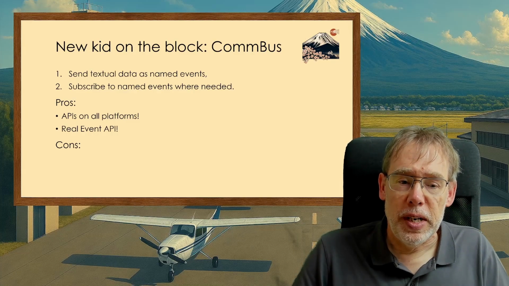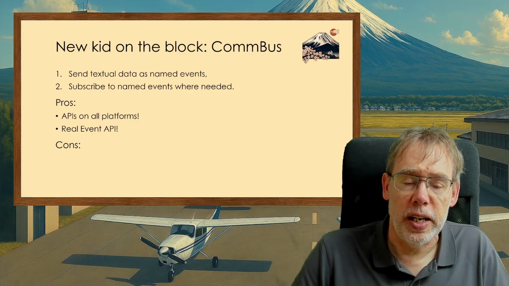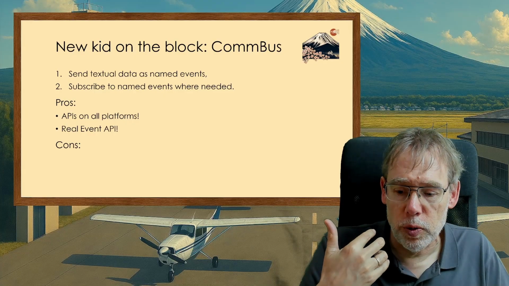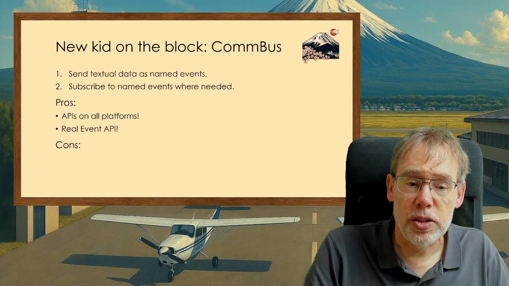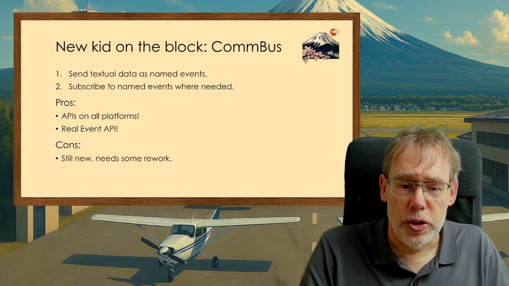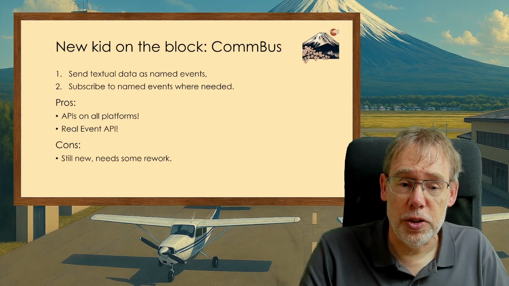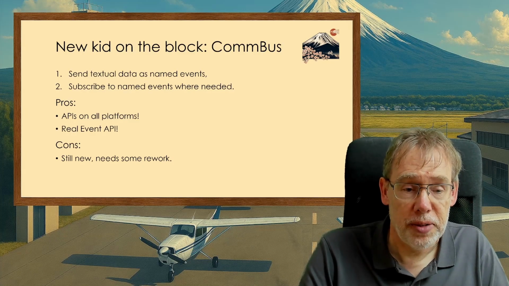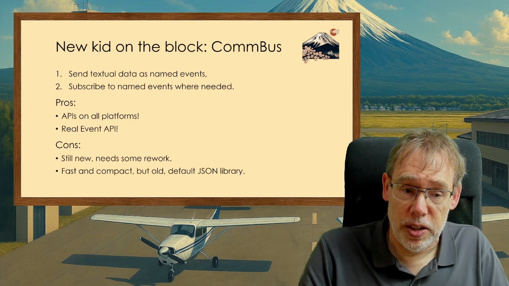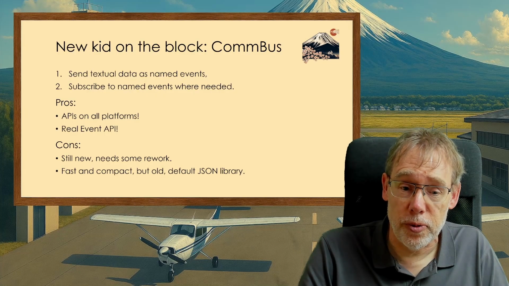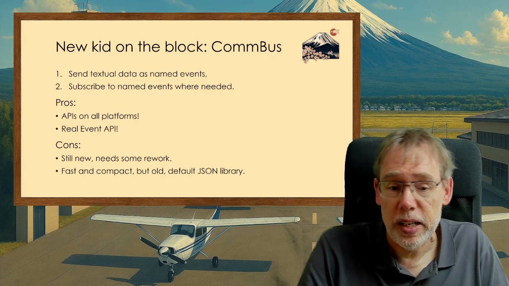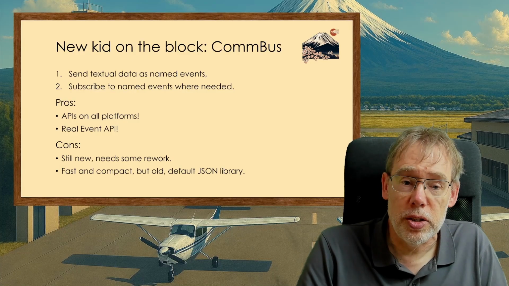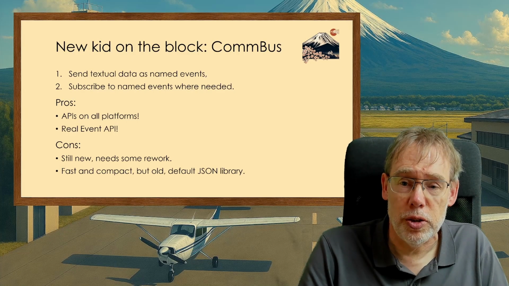We now link it to an event, and we say, I'm going to send this event. So I'm going to attach some value to that thing that happened. This is still new. It might still need some rework. In fact, there is a bit of rework already identified. There is a library there that is very fast and compact, but unfortunately a bit old, but still it's there. And it's a default JSON library because that allows you to send all kind of formatted textual data.